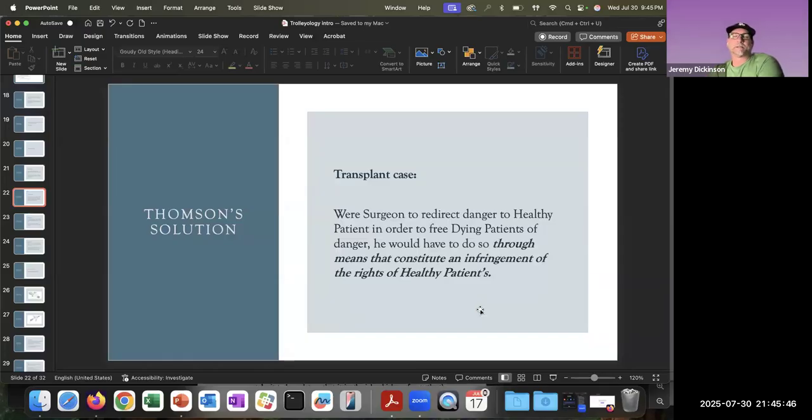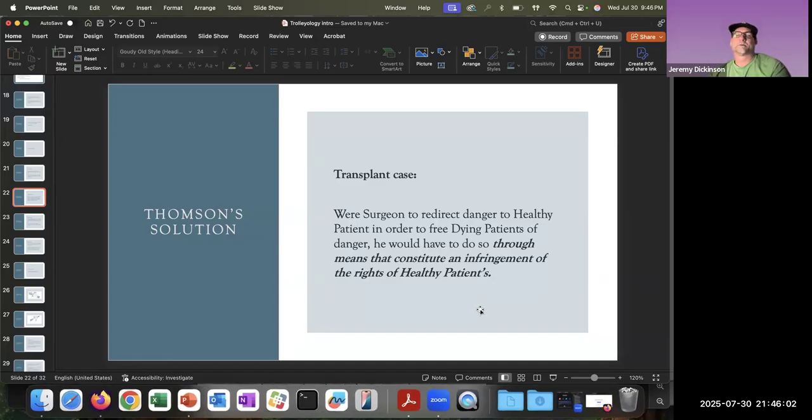I don't think I made that clear last time, but that might be helpful in thinking about the case, though you probably already had something like that in mind, given how we made similar qualifications when we developed the original trolley case, or what Thomson calls the trolley driver case. Okay, so we're urgent to redirect danger to the healthy patient in order to free dying patients of danger. He would have to do so, wouldn't he, through means themselves that constitute an infringement of the rights of the healthy patients.